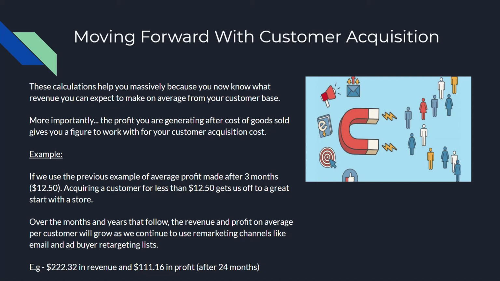Now, over the months and years that follow, the revenue and profit on average per customer will grow as we continue to remarket them through channels like email, ad buyer retargeting lists, push notifications, chatbots, whatever it is. So the example we gave before was $222.32 revenue, and we made a profit of $111.16. That's after a 24-month period.